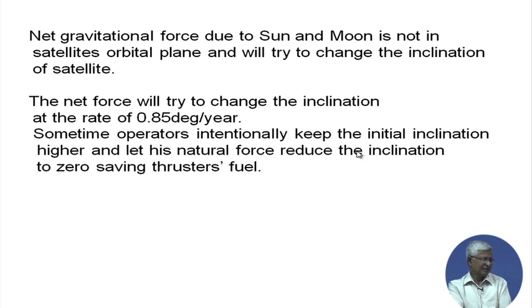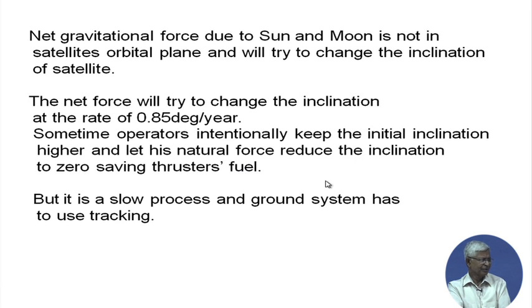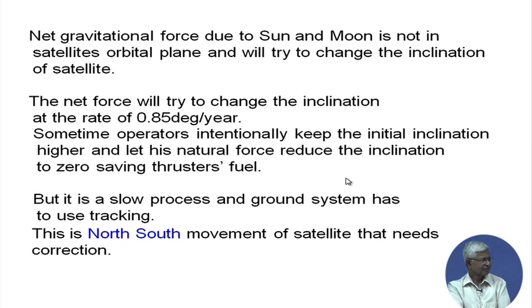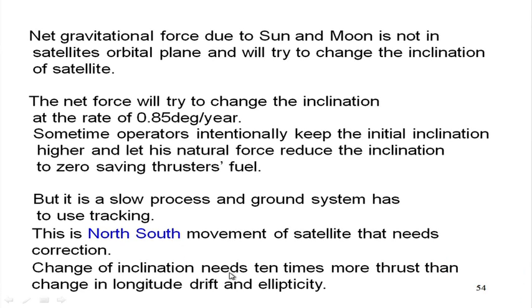So, operators keep the initial inclination higher, so that, because it is a very small number, it slowly gets adjusted automatically to save the fuel; otherwise you correct it. This is called north-south movement that needs to be corrected. And change in the inclination needs 10 times more thrust, that is, north-south correction needs more fuel than east-west correction.